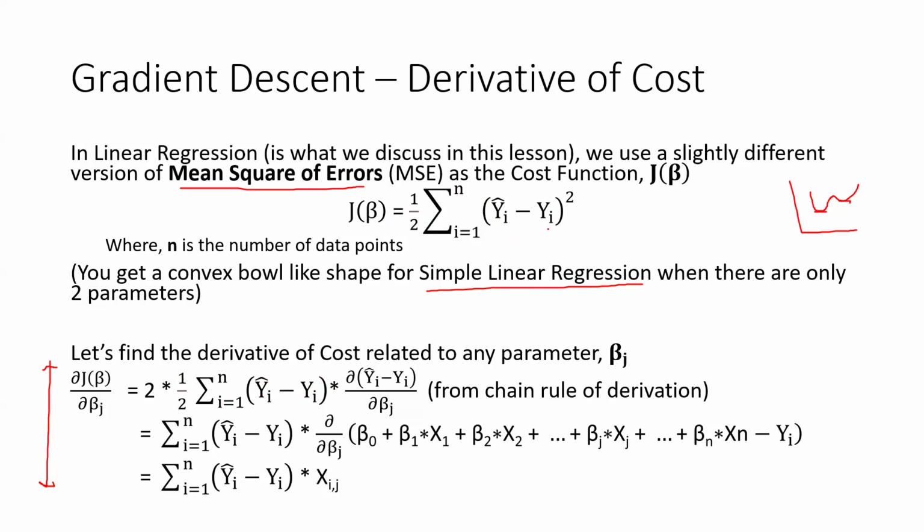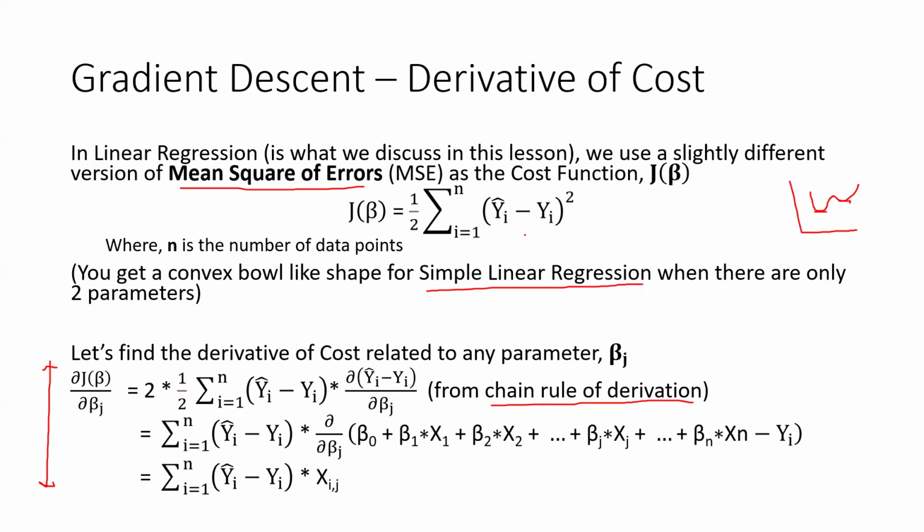The term inside the square is y i hat minus y i, and we take its partial derivative with respect to beta j. So this is a power of some function, and we take the power of this function and multiply by the derivative of the inner value. This is known as the chain rule in calculus. That is how we have taken this value.